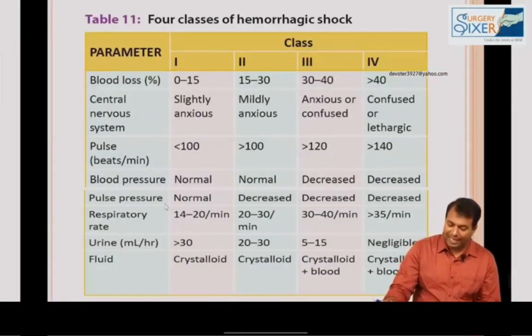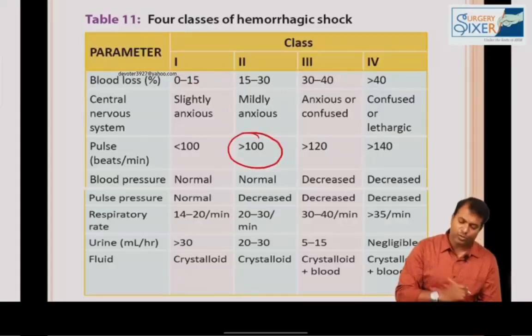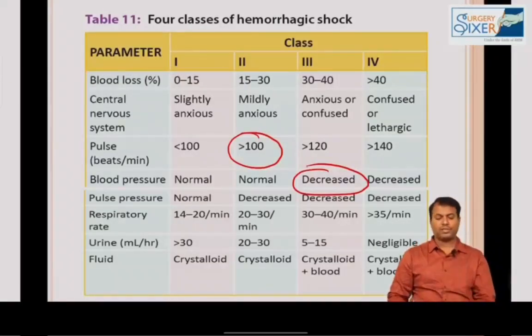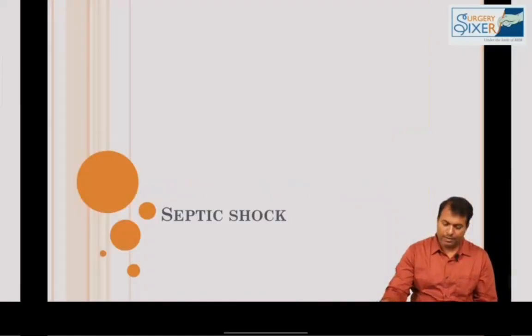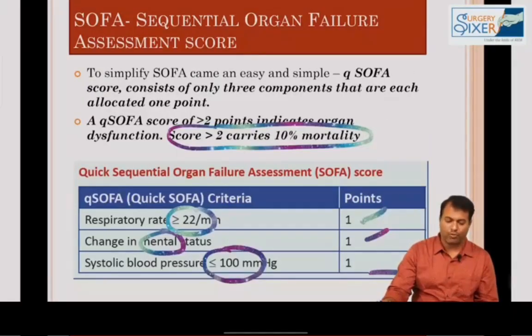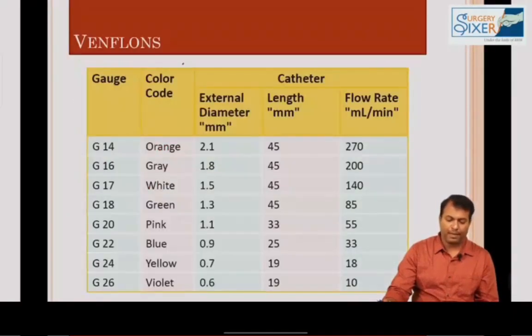In which class of shock does pulse rate increase? Pulse rate increases in class 2 shock. BP falls in class 3 shock. Please don't forget these two questions. These two questions are very important. Okay. For septic shock, we have discussed SIRS and SOFA, qSOFA score. Please don't forget damage control surgery, and we have also discussed the cannulas.